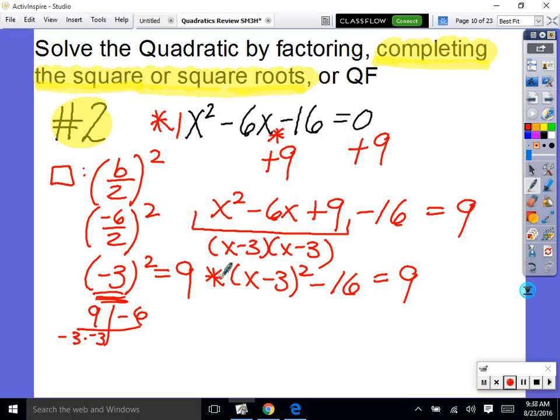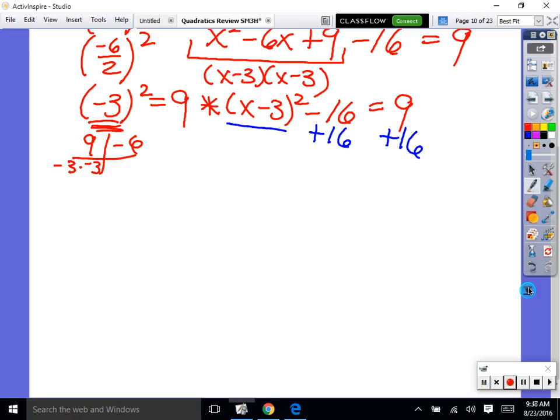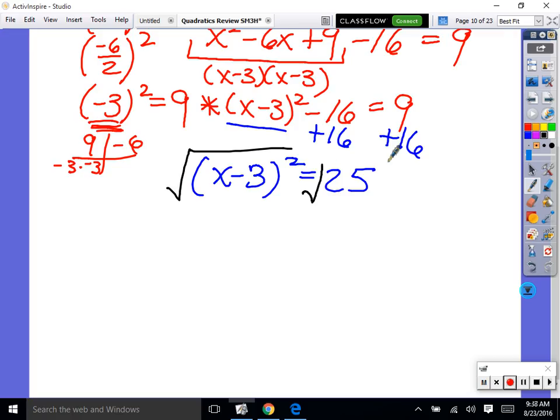Now we solve vertex form by taking square roots. So we isolate the squared term, so we get that alone. We add 16. So we have x minus 3 squared is equal to 25, right? So what do we do next? Square root both sides of the equation. So we have x minus 3 is equal to what? Plus or minus 5. Because remember, guys, square root really technically means what squared equals me? What squared equals 25? 5, but also negative 5. So we write plus or minus 5.